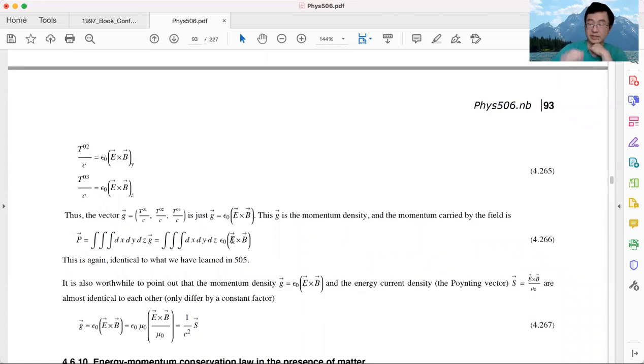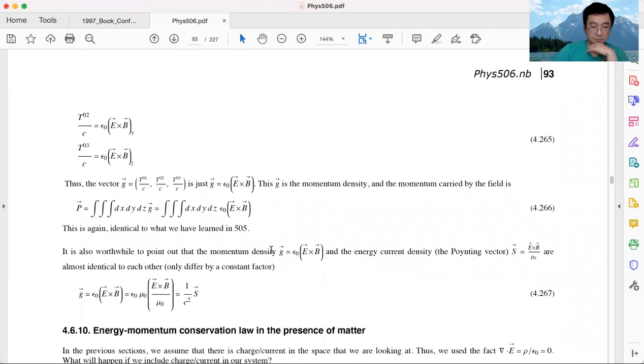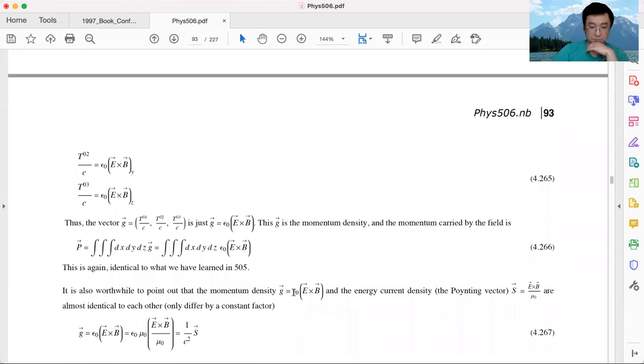Again, this is exactly what we learned in 505. In 505, we got this from Maxwell's equations, and in this lecture, we got the same thing without any specific knowledge about EM. We only look at the symmetry, and if you know the symmetry, the momentum density must be this. There's one more thing I want to highlight here. The momentum density formula we learned here, G equals epsilon 0 E cross B, is very similar to the Poynting vector, the energy density.